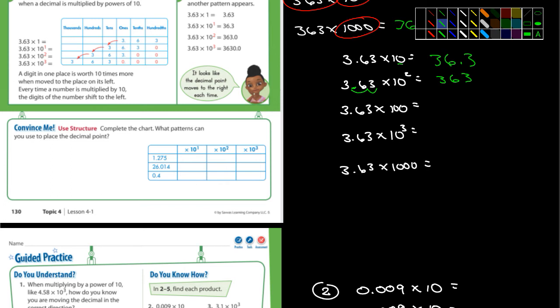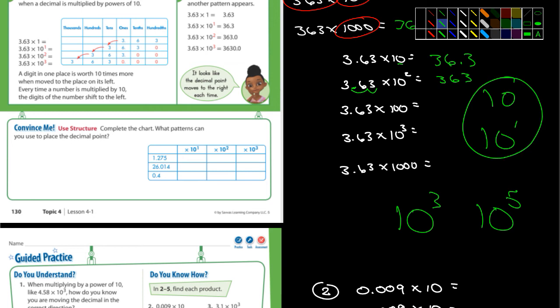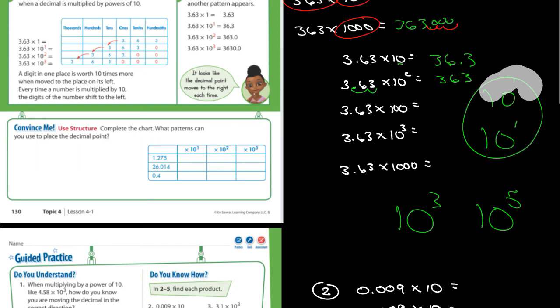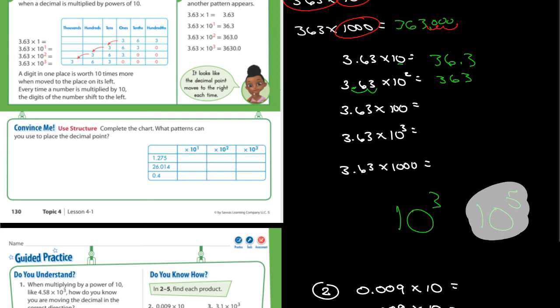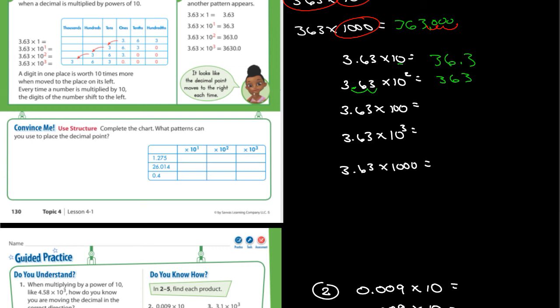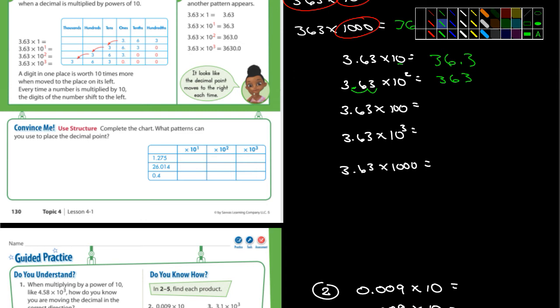How many places do you think I'd move it if it was something times 10 cubed? How many places would I move the decimal? 3. What if it was 10 to the 5th power? How many places? 5. What if it was 10 to the 1st? How many places? 1. What if it was just 10? 0. No, 1. Because remember, these two are the same thing. Don't let them trick you. They'll try to trick you that way. All right, what if it was 10 to the 6th power? How many places? 6, okay. So depending on the power, or depending on the number of zeros, that's how many places you move the decimal.